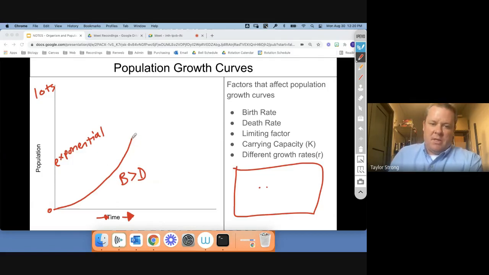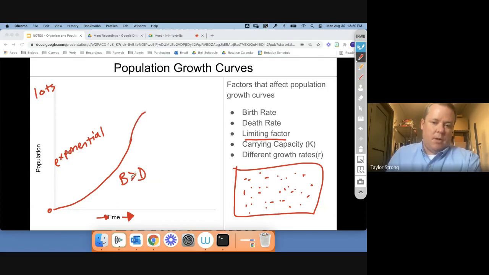At a certain point in time, though, because there's not an infinite number of space and not an infinite amount of food, we're going to have a field full of bunnies, and we're going to hit what are called limiting factors. So those limiting factors are going to change one of these things. They're either going to change births or deaths.